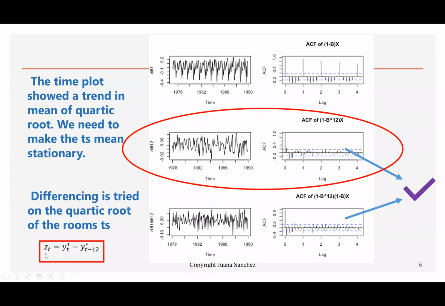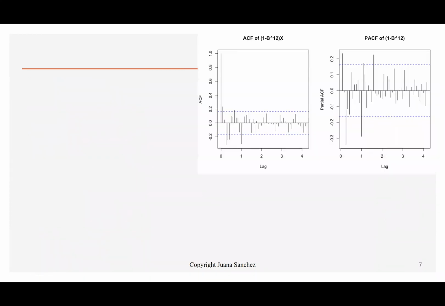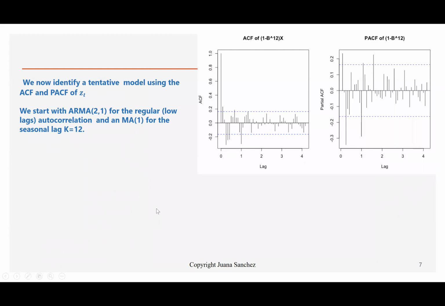So notice how I label my new variable: y_t minus, because I did the quartic root, y star t minus 12. So I have this new variable, the seasonal difference, and that's the variable where I am going to settle. Now we identify a tentative model for the seasonal difference. The next step uses the seasonal difference, and the identification requires the PACF. So I do the ACF and PACF together to come up with a conclusion.